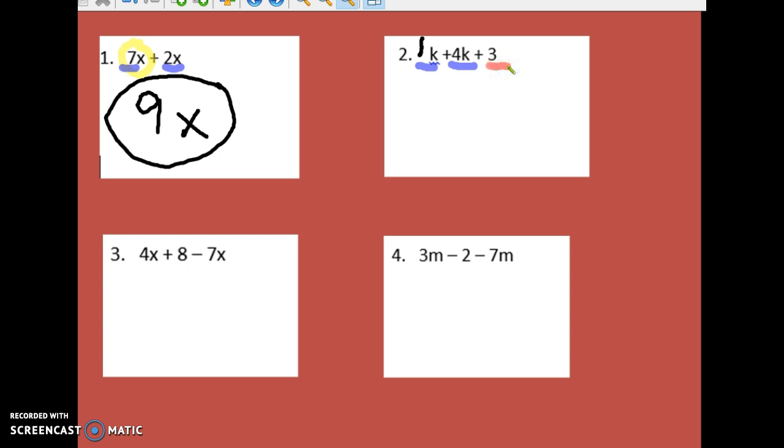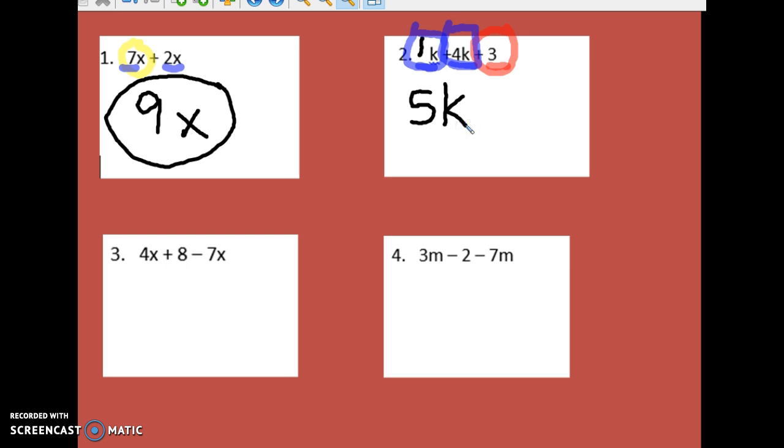So when there's no variable, like we see right here as plus 3, we call that a constant. It's a number that's completely by itself. It never changes. It's constantly the same. So we start off by adding what's similar. So we have 4k and we have 1k. Those are similar because they both have k's. The 1 is positive and the 4 is positive. So we add 1 plus 4 together to give us 5. The variable is still k.